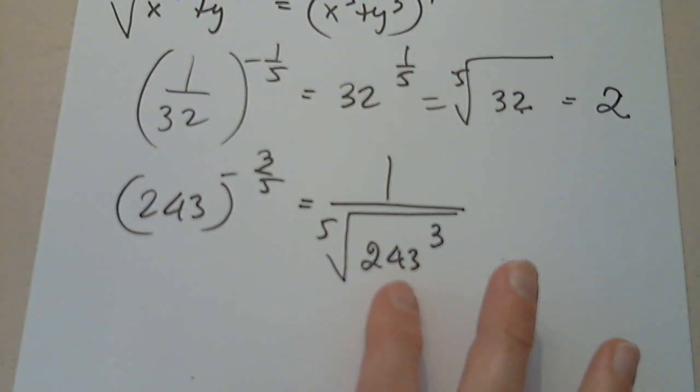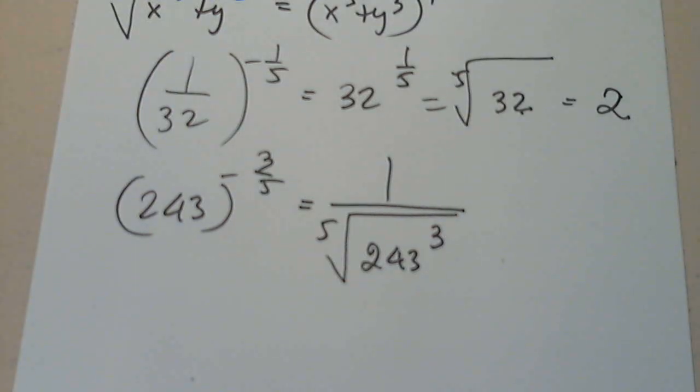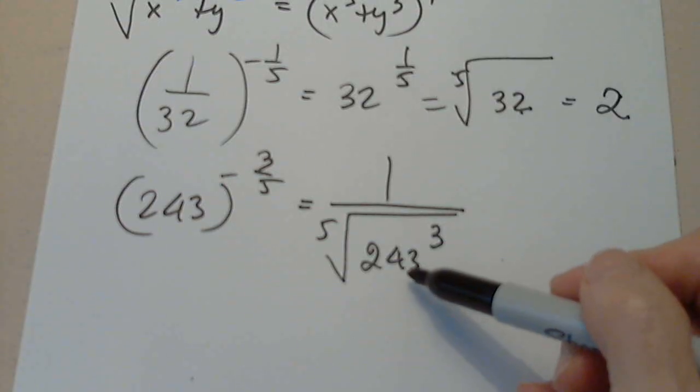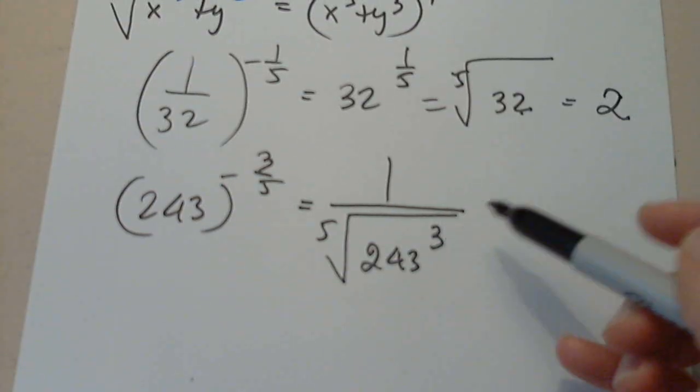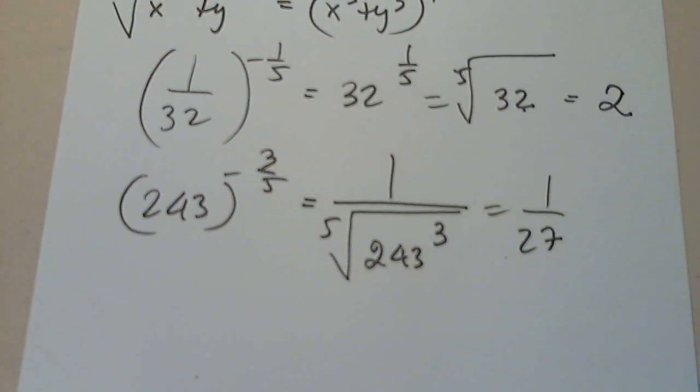First, I'd like to see what this 243 is, if I can replace it by something to a power. So we can do that. You can take the 5th root of 243, to 1/5, and let's see what we get. And this is 3. So this is basically 3 to the 3rd. So it's 1/3, right? Because the 5th root of 243 is 3, to the 3rd power. So this is 1 over 27.